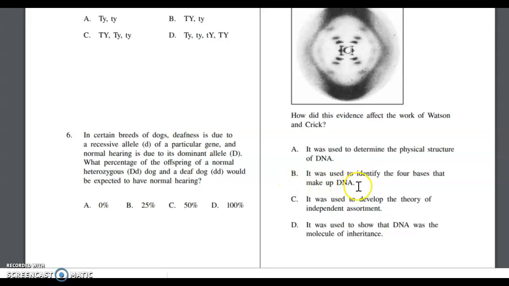B said it was used to identify the 4 bases that make up DNA. Well, at that point, they weren't able to see that far into the DNA molecule. C, it was used to develop the theory of independent assortment. It doesn't have a lot to do with independent assortment. D, it was used to show the DNA as the molecule of inheritance. Well, not really that either. X-ray diffraction just helped them determine that it was a double helix physical structure. And if you remember Watson and Crick are known for that structure, then you should get that one.